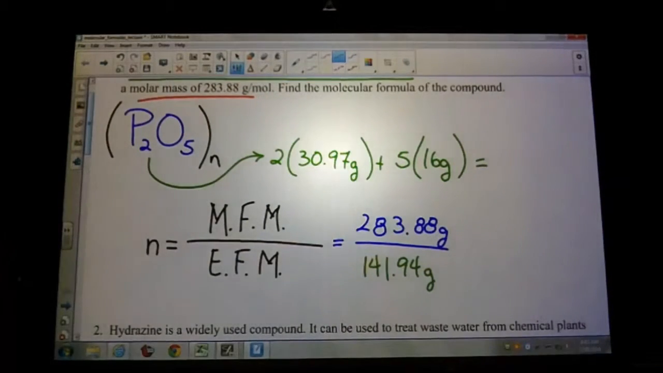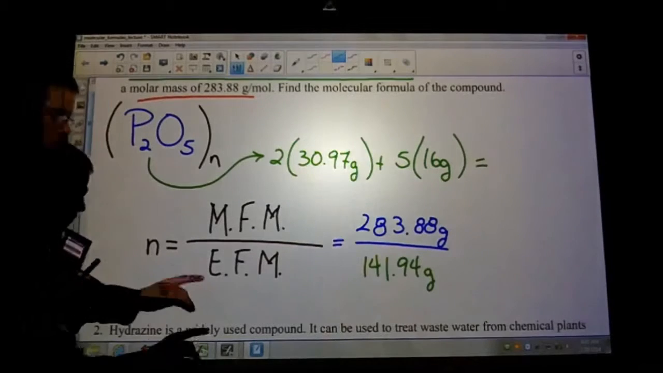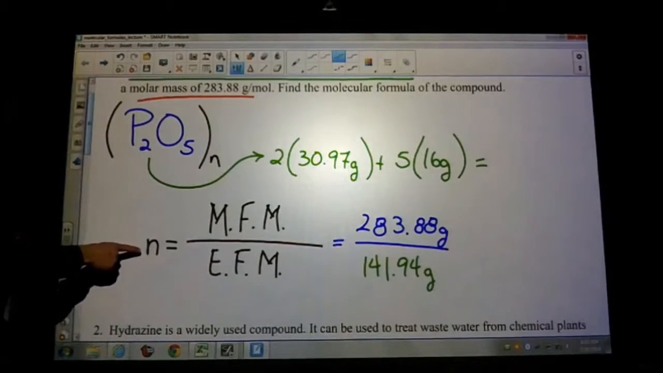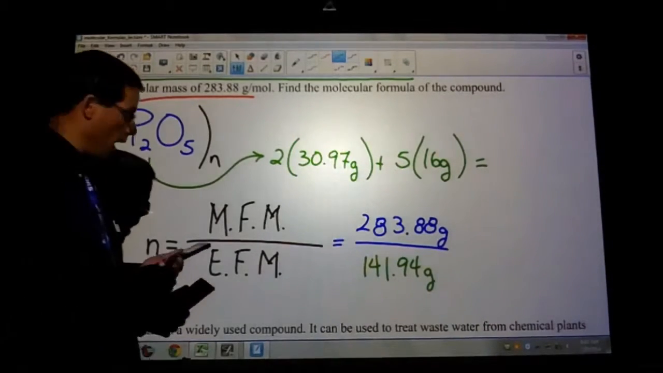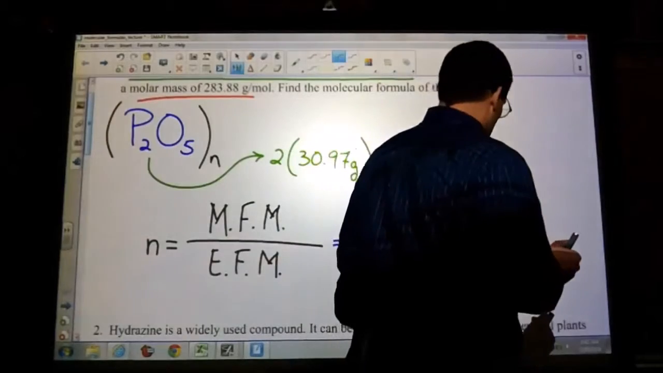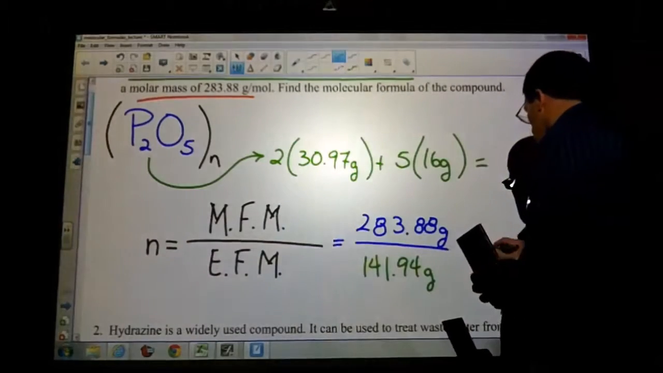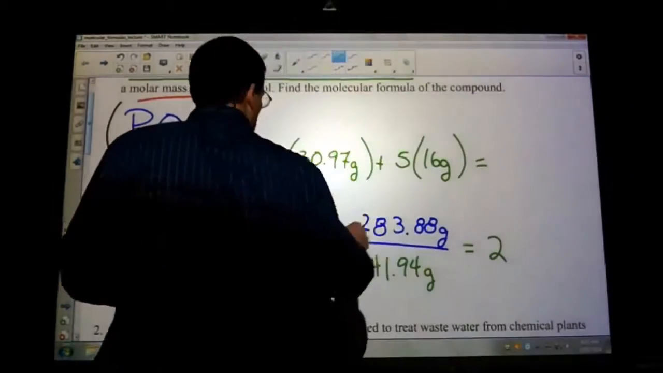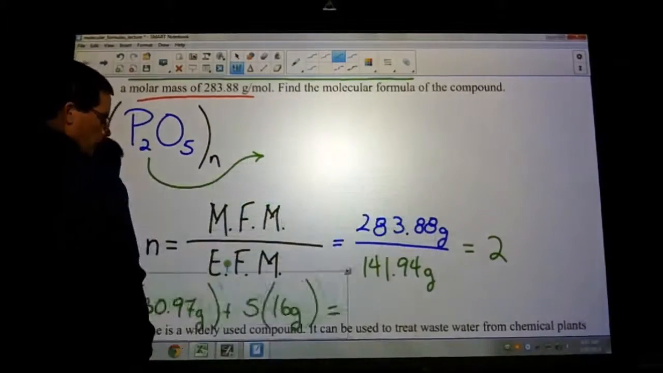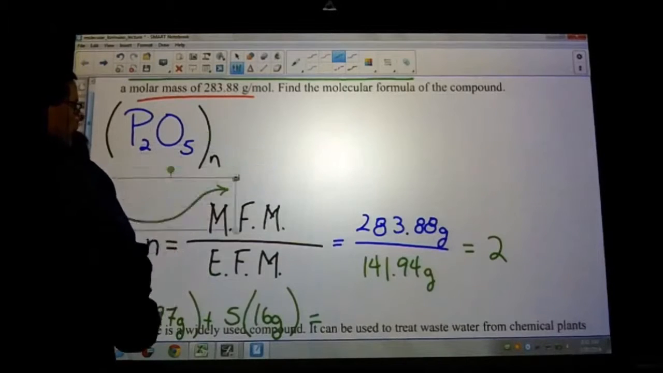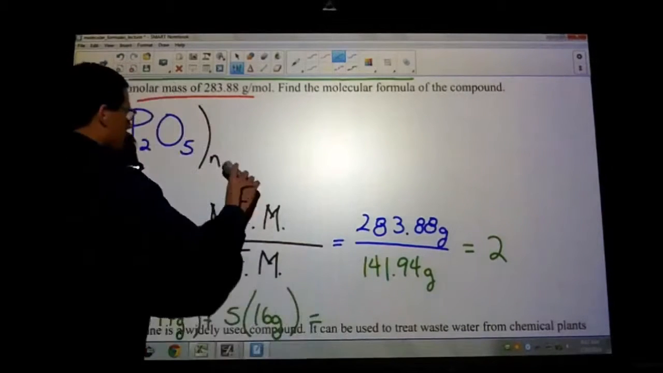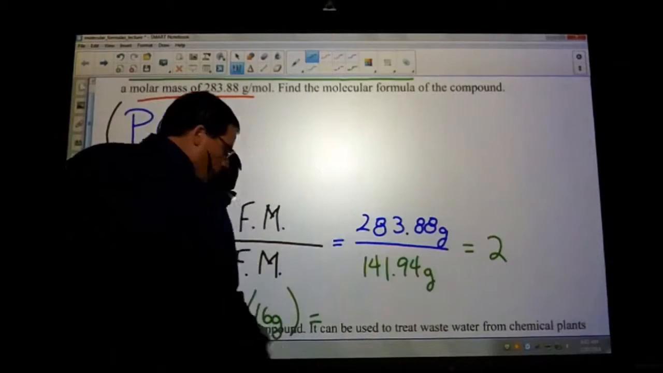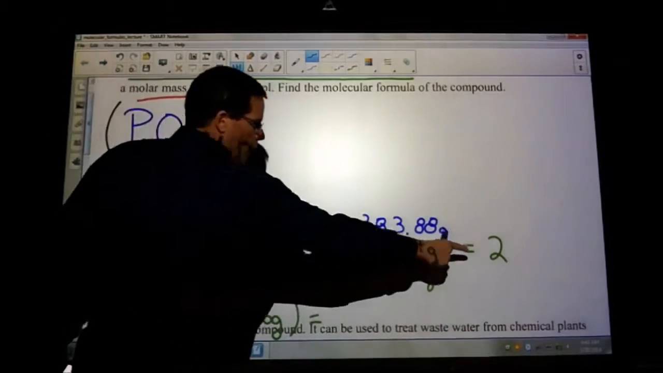Divide those two, what do you get? 2. Yeah. As a heads up, the N, or the multiplier, has to be a whole number. In this case, it gives us a value of like 1.99857, so 2. Our multiplier is 2, so we put a 2 there for our value.